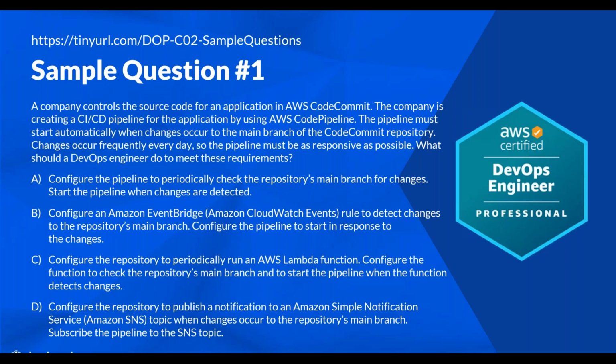So this does give you a sense of the wordiness of the questions. There isn't too much unnecessary info in this one in particular, though. The idea being we have a CI/CD pipeline in place using CodePipeline. They use CodeCommit for their source control. We need the pipeline to kick off automatically whenever changes occur within a specific branch in our CodeCommit repository. So how do we do this as responsively as possible, given that changes occur frequently?